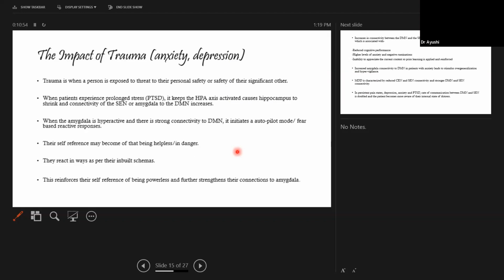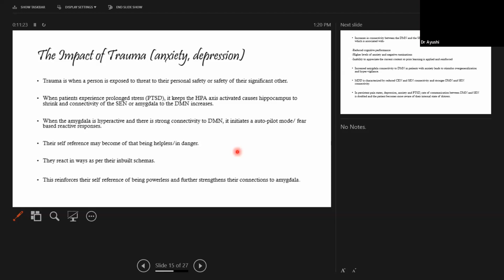This increased level of cortisol causes shrinkage of the hippocampus, and it increases the connectivity of the salience network to the default mode network, and the amygdala also to the default mode network. So now the amygdala is hyperactive and strongly connected to the default mode network, and this basically initiates an autopilot mode, a fear-based reactive mode. It initiates fear-based reactive responses.